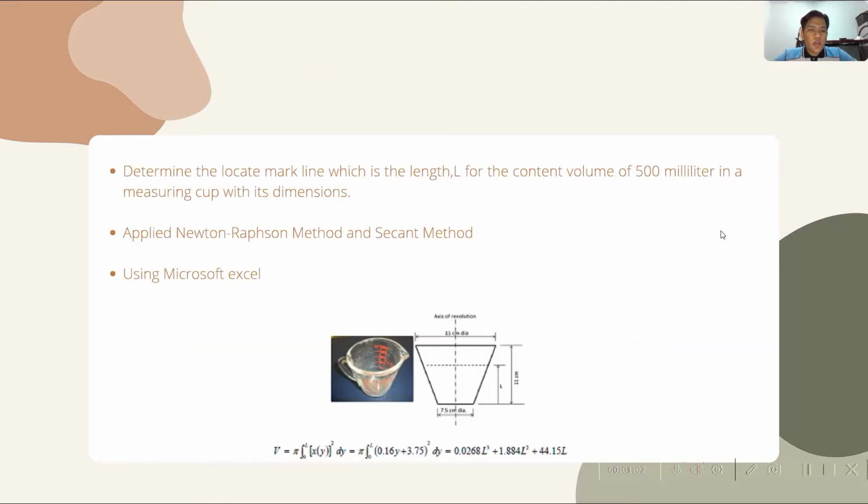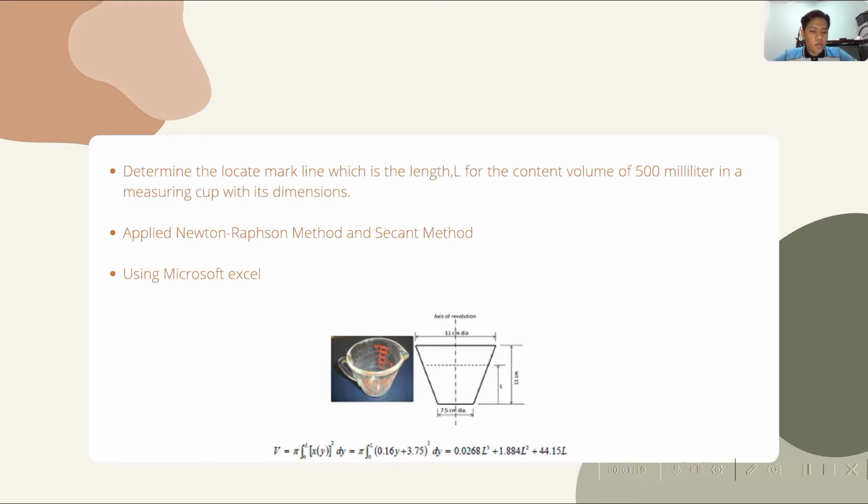For our engineering problem, we determine the location of the mark line, which is the length for the content volume of 500 milliliters in a measuring cup with its dimensions.